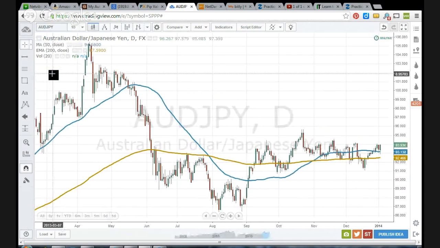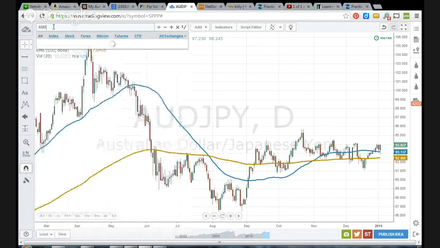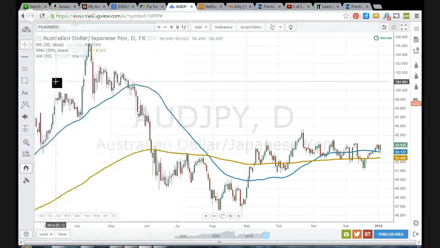Aussie yen here. Still choppy. This pair has been in this range going back to October, late October. Still there. It's choppy, no real trend. A lot of range-bound systems or range-bound traders may find maybe having some great luck with it, but it's not for me.